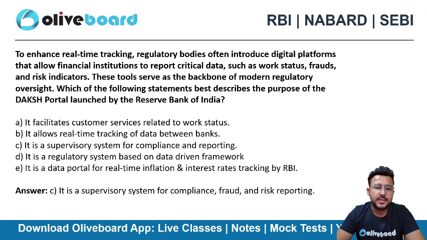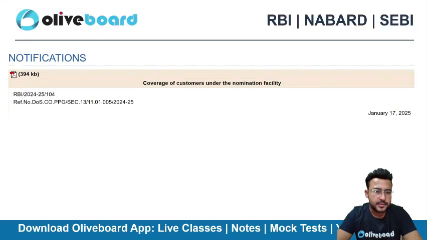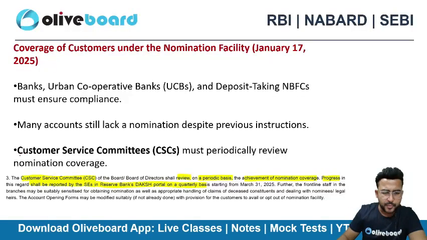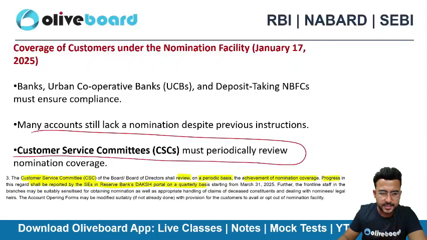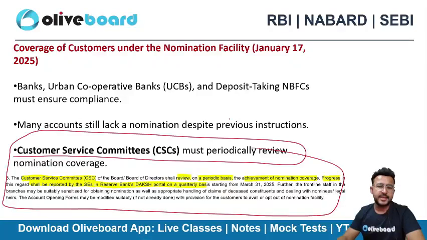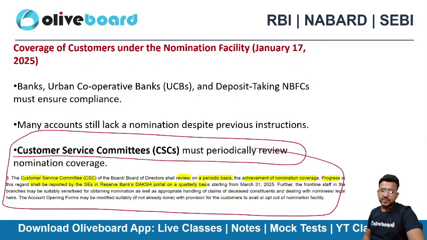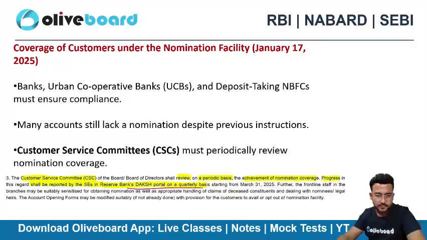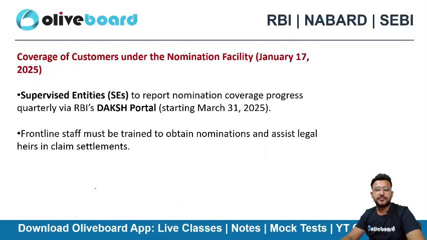So DAKSH portal is a supervisory system for compliance, fraud, and risk reporting, right? So the coverage of customers under the nomination facility, we discussed about the nomination facility, and the important thing I personally feel from this particular circular is customer service committee, right? And that shall be reported by the AC in the Reserve Bank of India's DAKSH portal on a quarterly basis, right? Supervised entities will be reporting that on the DAKSH portal on a quarterly basis.